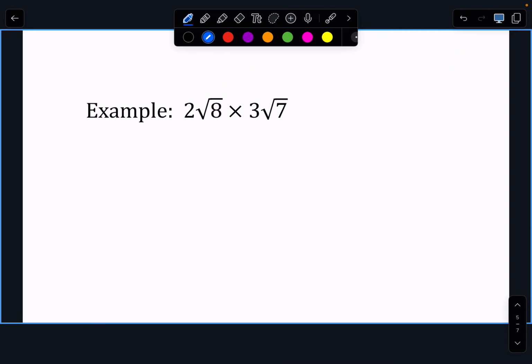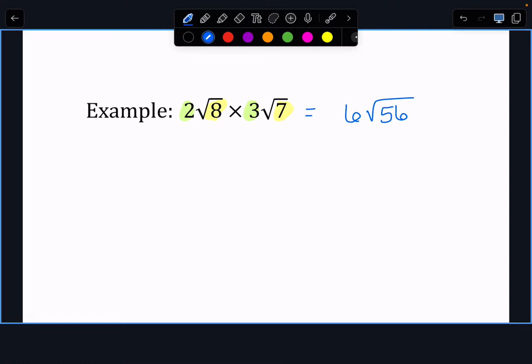Now, look at example 2. Notice how we have numbers outside and underneath. So what we're going to do, 2 and 3 are going to get multiplied to stay outside of the radical. 8 and 7 are going to get multiplied to stay underneath the radical. I would not simplify it first because you might have to simplify again. I would just do the multiplication and simplify at the end, but either way is fine.